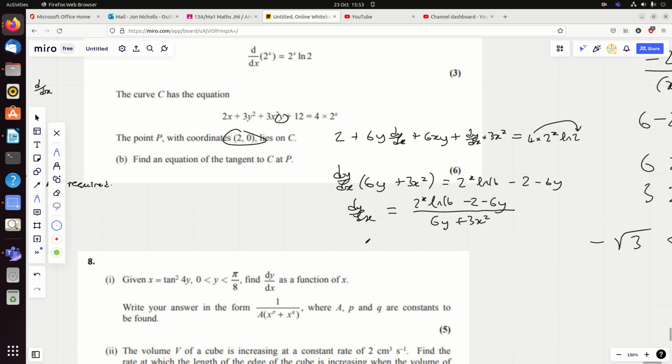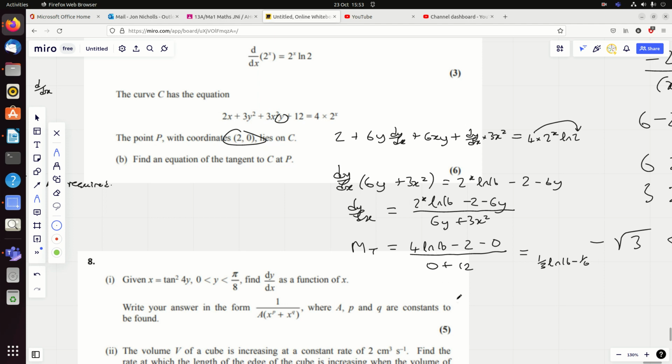Okay, we know that the point 2, 0 lies on C, and we want to find the equation of the tangent at 2, 0. So I'm going to plug in those values to find the gradient of the tangent. Okay, the gradient of the tangent here, well, what's it going to be? We're going to have 2 squared, which is 4 ln 16, minus 2 minus 0 over 0 plus 3 times 4. So by the look of it, we're going to have a third ln 16 minus a sixth, which is interesting.